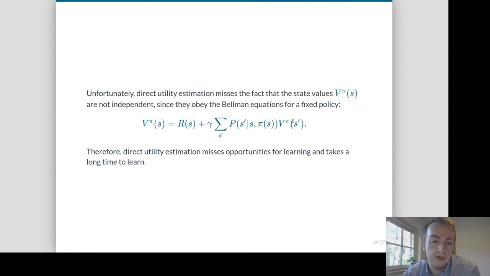And therefore, because of that, it actually misses opportunities for learning, and would take a very long time, meaning it would take many transitions, trajectories to obtain good enough estimates for the v-value.